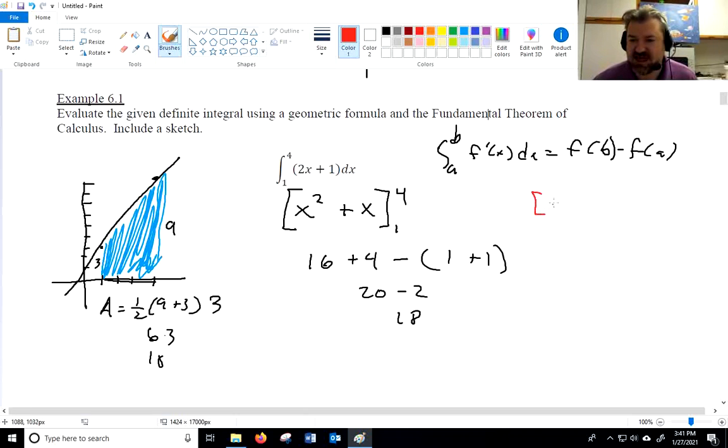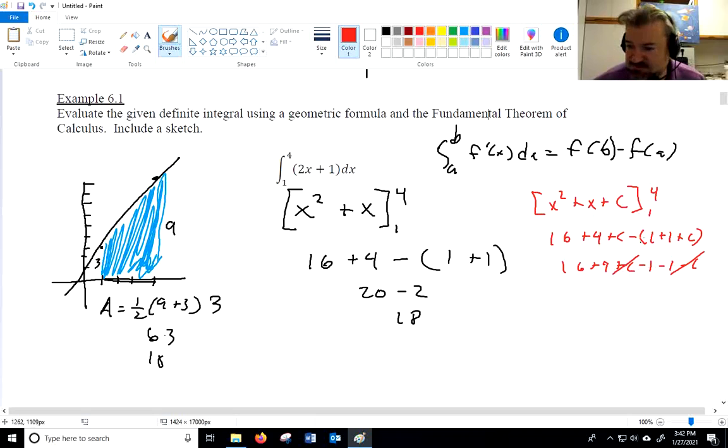Let's say that instead I had kept that c, x squared plus x plus c. Okay, well then what that means is when I plug in 4, I would get 16 plus 4 plus c minus, now I plug in the 1 squared plus 1 plus c. But what happens is this negative is, so it's going to become 16 plus 4 plus c, then minus 1 minus c. Those two c's will be the same. No matter what c is, those will be the same and they'll cancel out. So we don't need it.